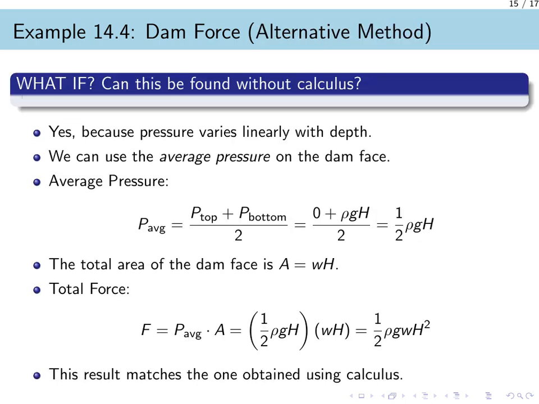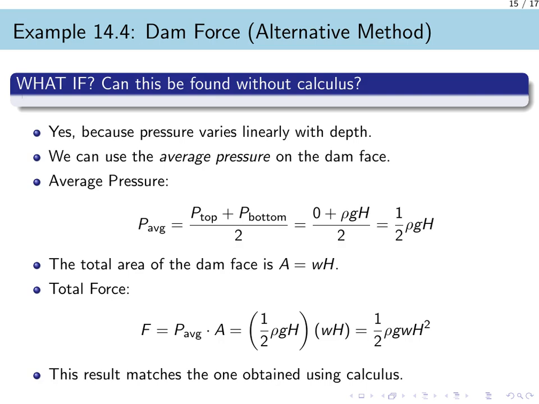Let us consider if we could have solved for the force on the dam without using calculus. It turns out we can, and the key insight is that fluid pressure increases linearly with depth. Because the pressure grows in a straight line from 0 at the surface to its maximum value at the bottom, we can use the average pressure over the entire face of the dam.